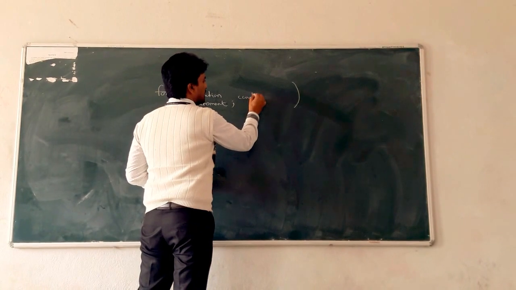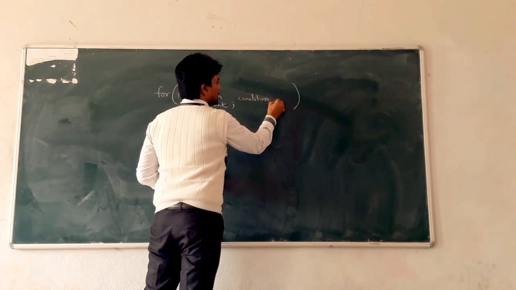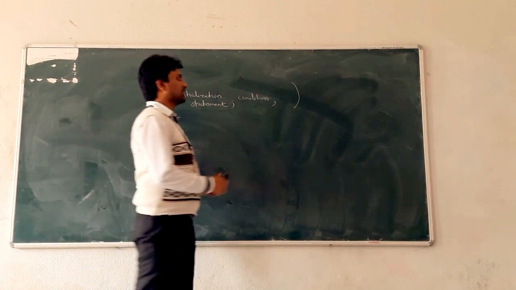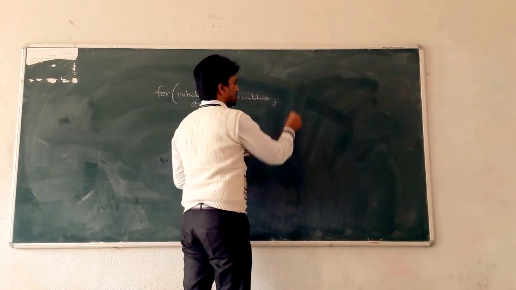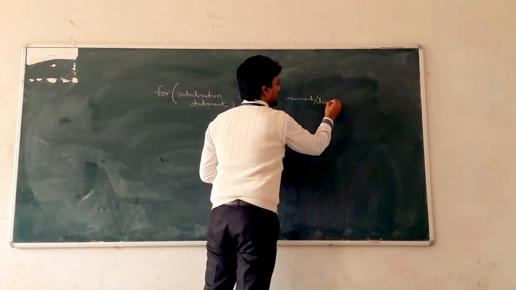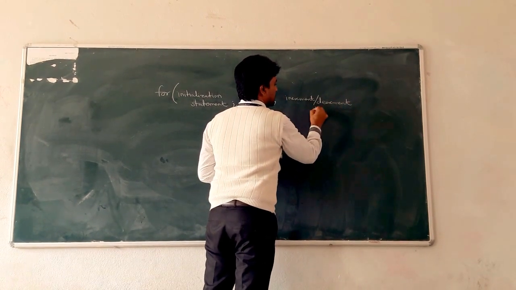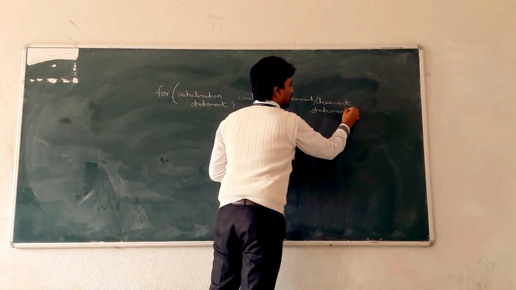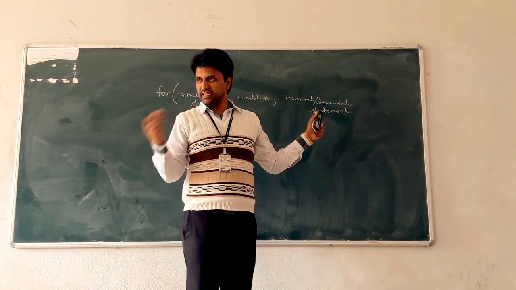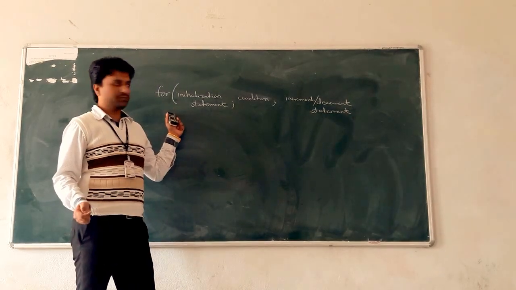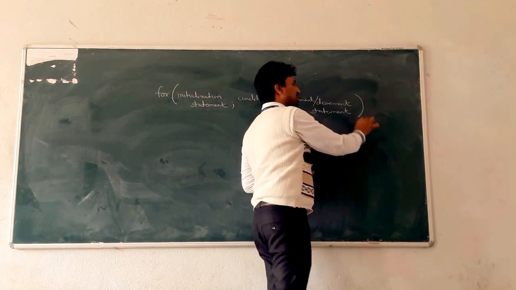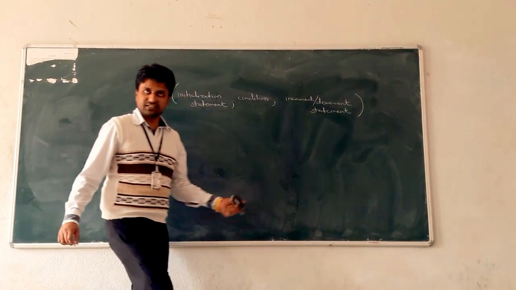Next is the condition part, then a semicolon. Whatever may be the condition for that particular loop, write the condition. And again, mostly an increment or decrement statement, or it is also called a reinitialization statement.